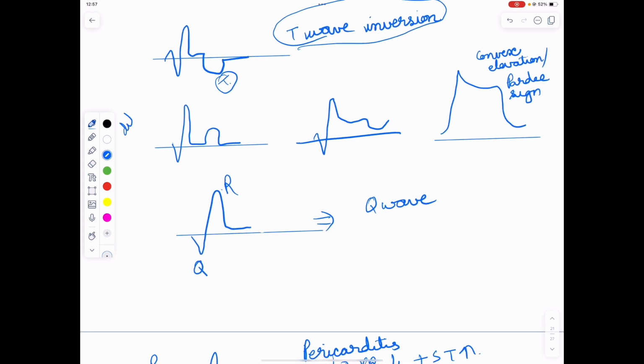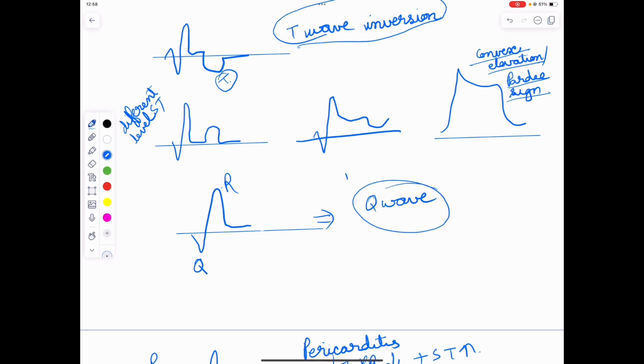Moreover, there could be different levels of ST segment elevation. Here it is slightly elevated. Here it is more elevated. It is a convex elevation known as the tombstone sign. Now there is some presence of pathological Q wave.